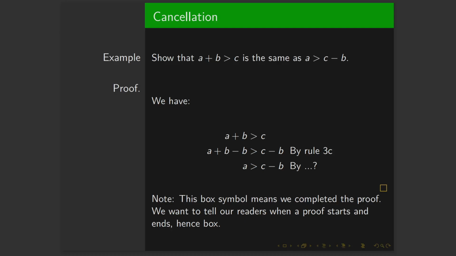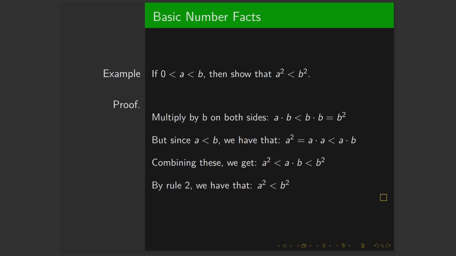So let's actually solve another problem, right? So if 0 is less than a, which is less than b, so this means that a and b are both positive, then we want to show that a squared is greater than b squared. Okay. I just have the proof here. We're just going to run through it very slowly.